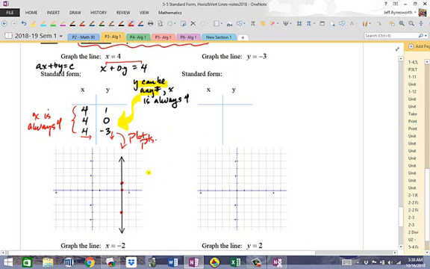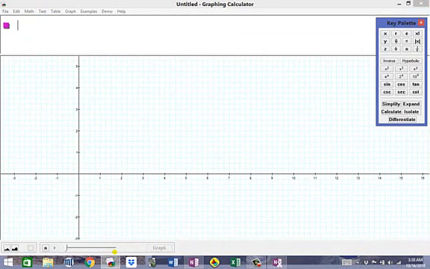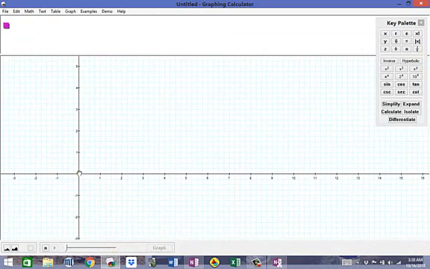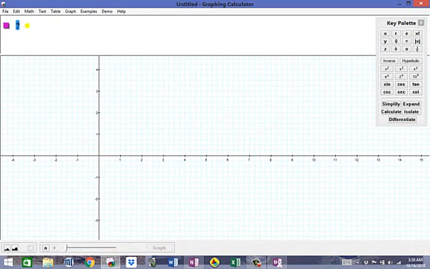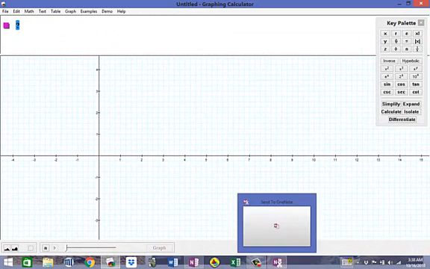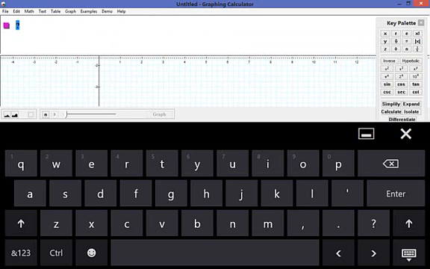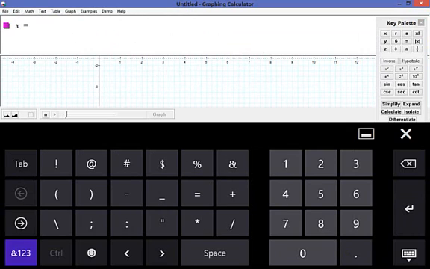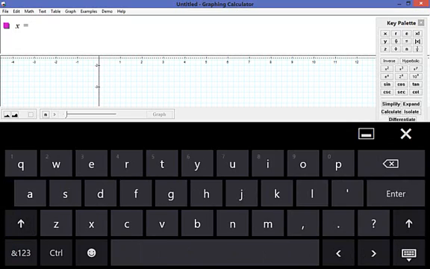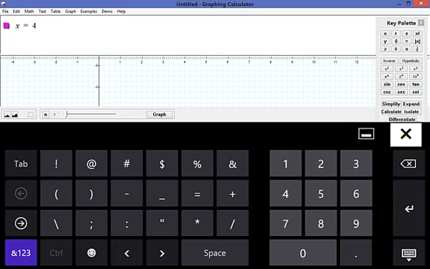So x equals 4 is a vertical line. And let me verify that for you. Let me go to a graphing program that I use in all classes from Algebra 1 through Calculus. Let me get a keyboard here. So let's type in x equals 4. There we go. And now I need to press the go button here, that's the enter button.